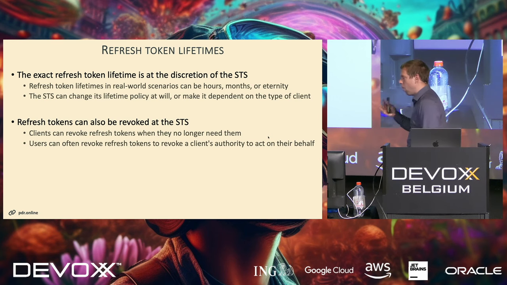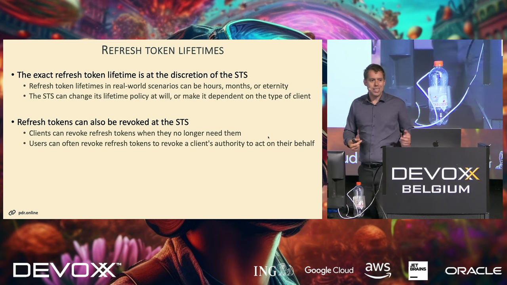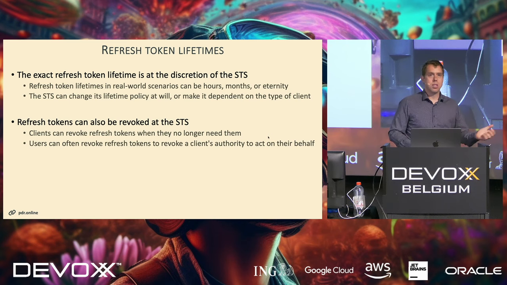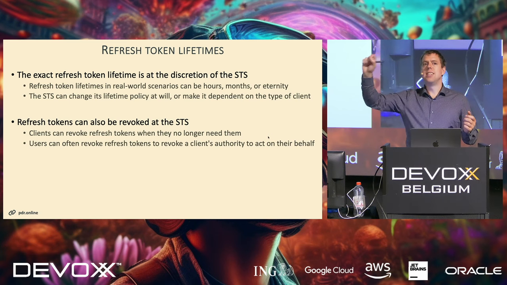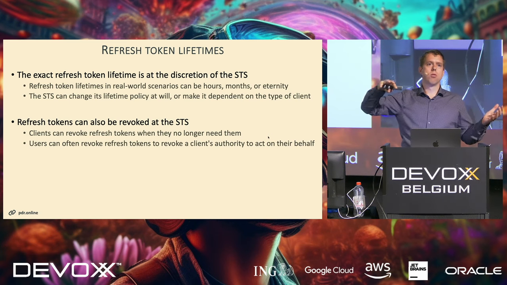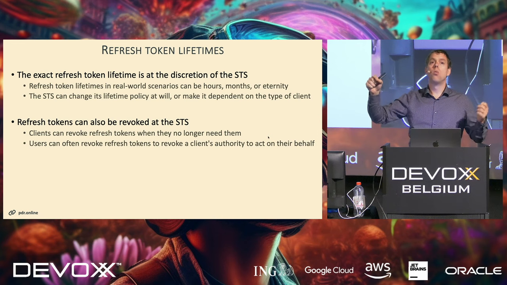So that's how refresh token revocation works. Clients can also revoke tokens themselves. For example, in the scenario I showed you before, where we can disconnect Restrograde from Virtual Foodie, we actually do a token revocation step.